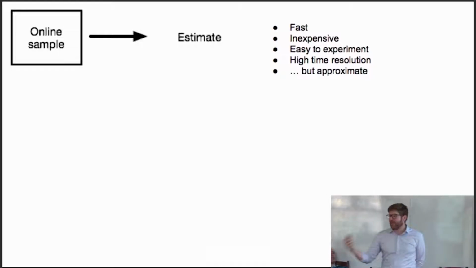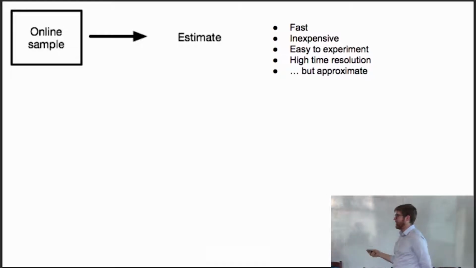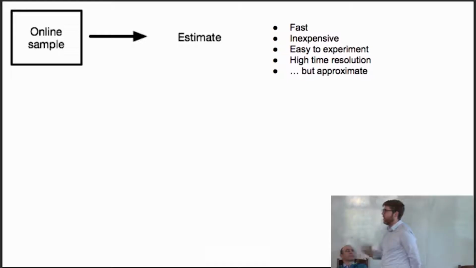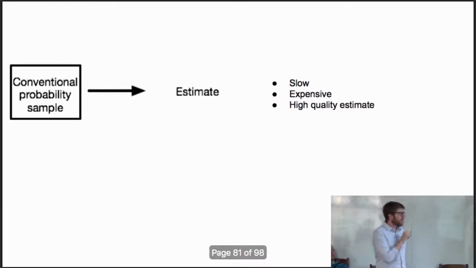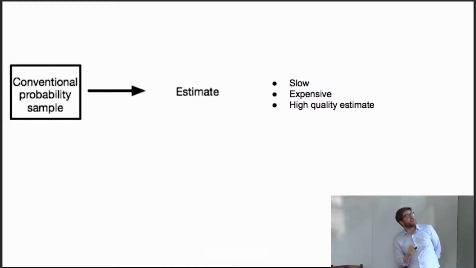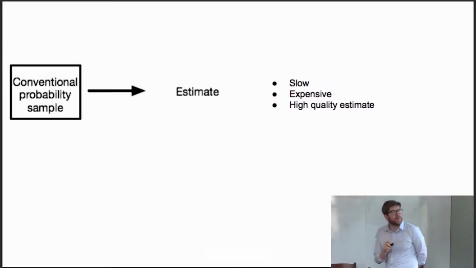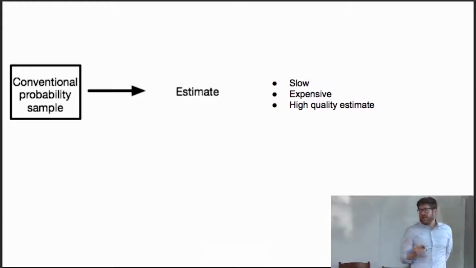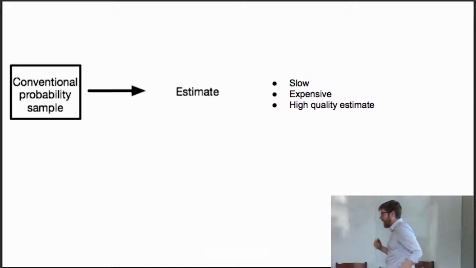But as I think several of the questions got at, this is an approximate approach, right? This is a way to try and use these networks to make the most out of the sample that we're able to get. If we compare this to a conventional probability sample, that can produce a very high quality estimate, but it can be very slow and expensive, and so those are both challenges.